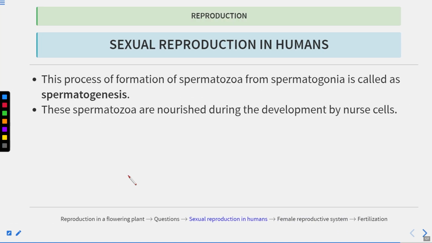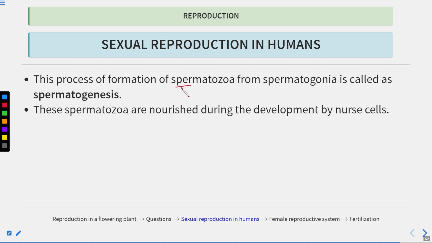Clear? Now the process of formation of spermatozoa from spermatogonia is known as spermatogenesis. So you should remember this term. What is spermatogenesis? It is the formation of spermatozoa from spermatogonia. Initially spermatogonia was formed, and in the end, spermatozoa is formed, and this process is known as spermatogenesis. So we are talking about the production of sperms.